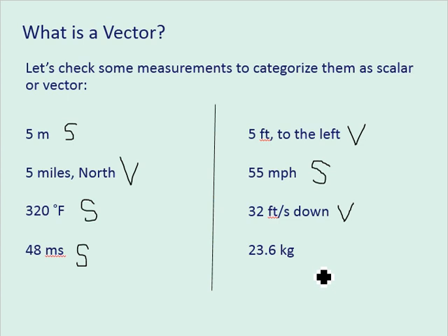And our 23.6 kilograms. Mass, if it gets bigger, it's greater than. If it gets less, it's less than. We don't need direction in order to fully describe something's mass. So that one is a scalar. Hopefully you got through that okay.